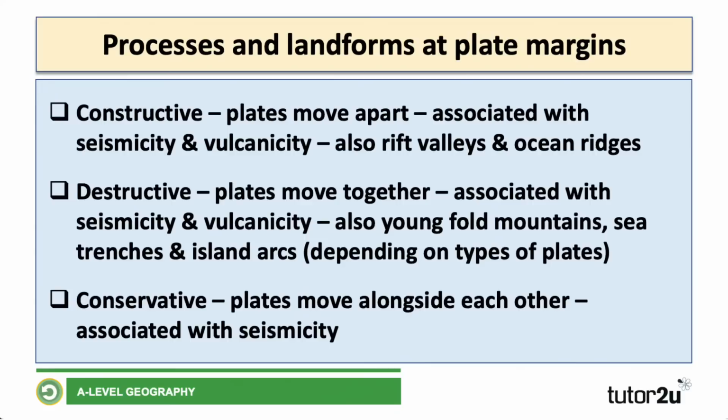However, we might also get sea trenches where we have two oceanic plates meeting. And we often get island arcs where we have two oceanic plates meeting, for example, the Caribbean. We also have places where a continental plate is meeting a continental plate. And the one everyone tends to know about for this is when you are looking at the formation of the Himalayas, where you have the two continental plates which are pushing together, and then what's happened is that the land has risen up and formed the Himalaya mountains.